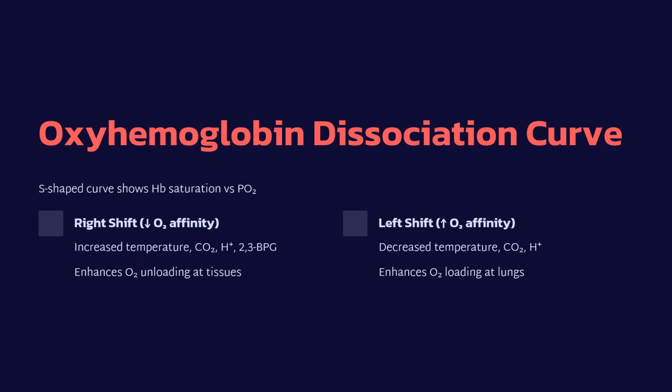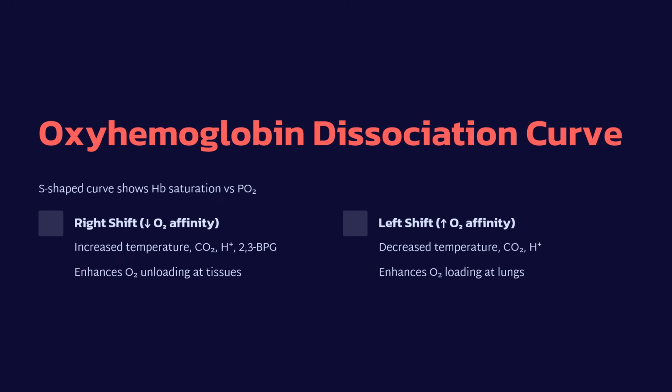So your oxyhemoglobin dissociation curve is an S-shaped graph that shows the relationship between your PO2, or your oxygen partial pressure, and how oxygen is bound to hemoglobin, or your O2 saturation. At high PO2, like in the lungs, hemoglobin becomes highly saturated with oxygen, while at lower PO2, like in tissues, hemoglobin releases your O2 more easily.